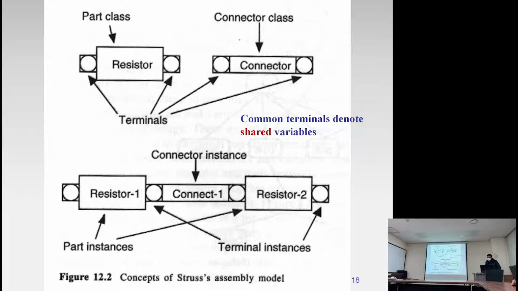So this is Struss's assembly model. As you can see, the terminals have substructures, and components and connections are represented through variables. Terminals denote shared variables. And the functions of design are described by equations and constraints.